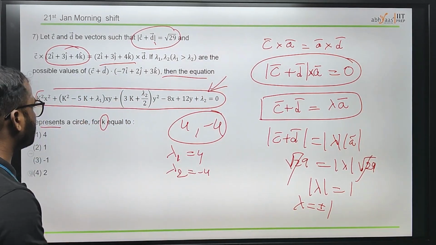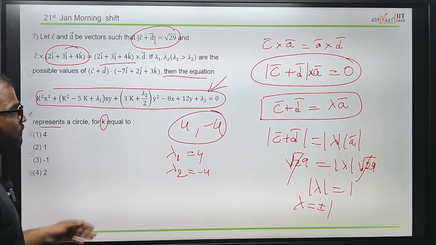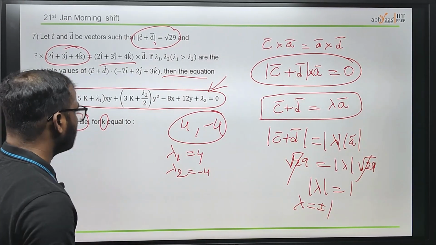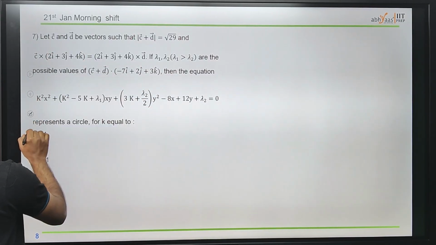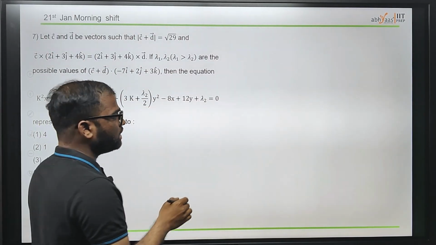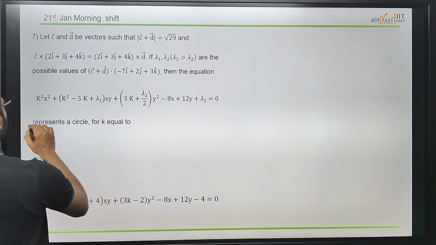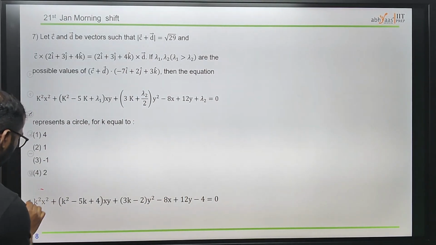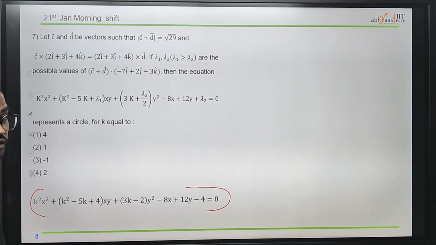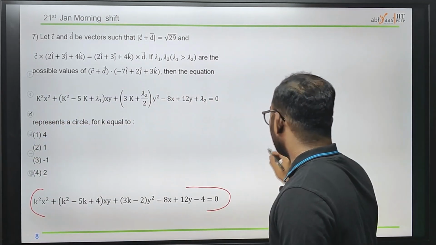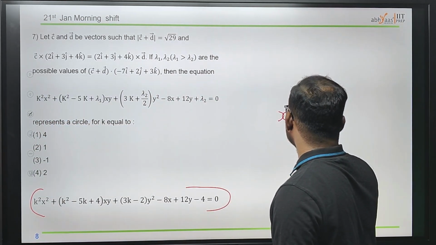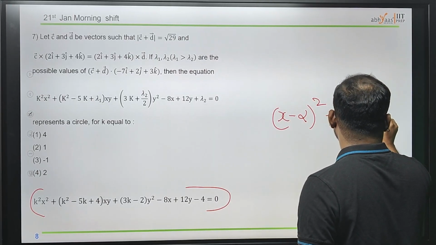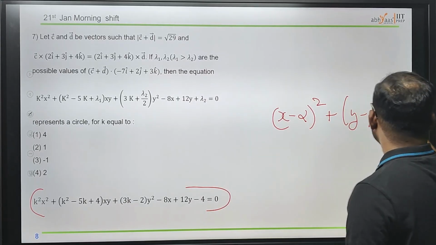After that you may get some equation. After substituting the lambda values, if we observe, it represents a circle. For a circle it has to be represented like this. After substituting the lambda values we will get this equation. Now we know the circle equation is like x minus alpha whole square plus y minus beta whole square, which is equal to some r square.